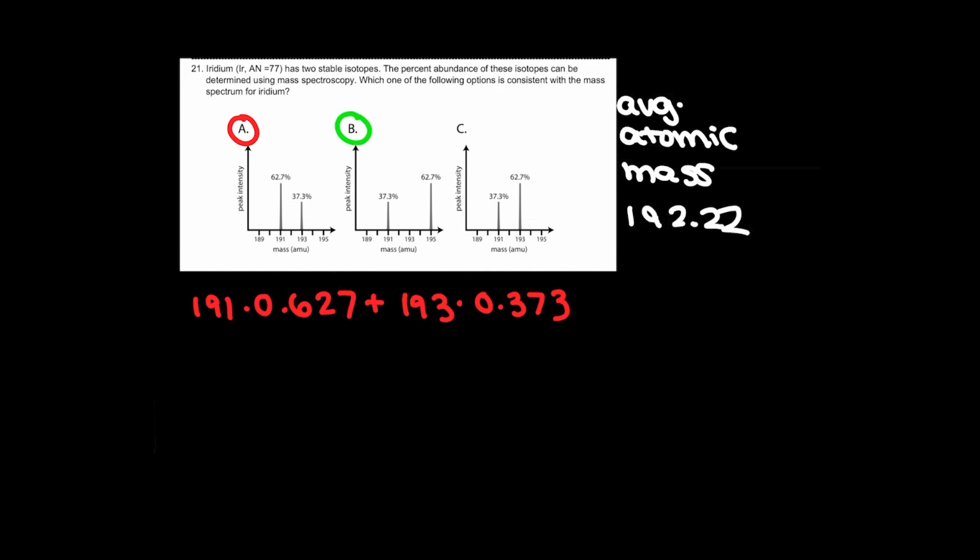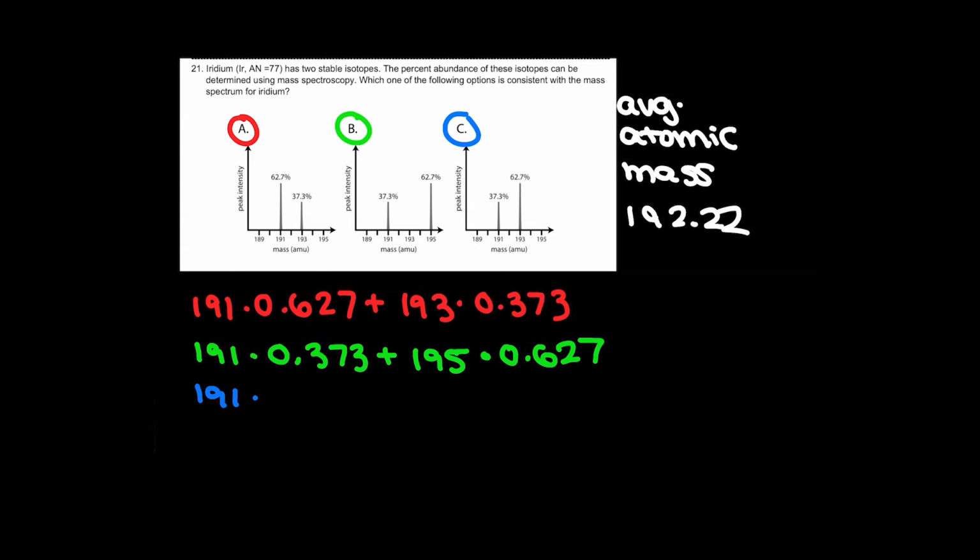Now for B, we have 191 times 0.373 plus 195 times 0.627. And finally, in blue, we have C, which was 191 times 0.373 plus 193 times 0.627. Now go ahead and do all of these calculations on your own, and from there we can determine which one is closest to that average atomic mass of 192.